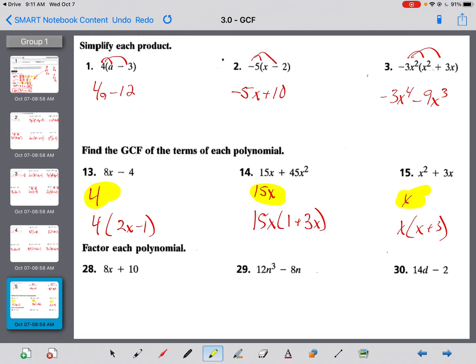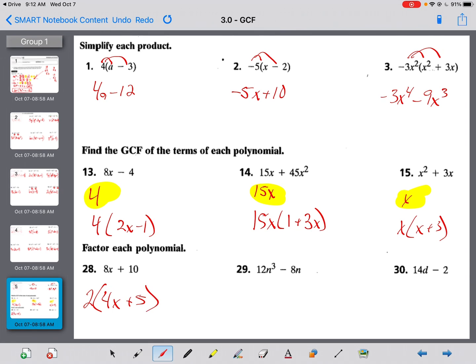They say find it, and that's all they really say. So you don't actually have to do the second part. You just have to find the GCF. But if you go ahead and do it, that's what the answers would be. Factor each polynomial. Now we have to take that GCF, pull it out to the side, and leave the rest. And what goes into 8 and 10? Well, 2 does. They both don't have an x. So that's going to be, forgot the number part, 4x plus 5.